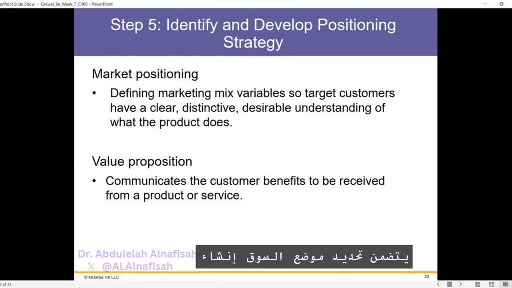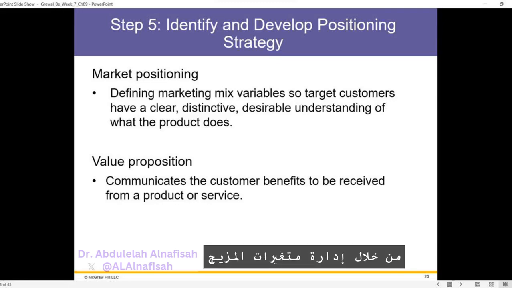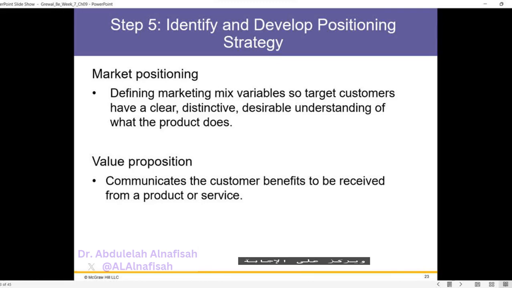Market positioning involves establishing a distinct and desirable image for a product in the minds of target customers by managing various marketing mix variables. It helps differentiate the product from competitors and influences customer perceptions and decisions. On the other hand, a value proposition is a statement highlighting the unique benefits and value a customer will receive from a product or service. It focuses on answering the customer's question, "What's in it for me?"